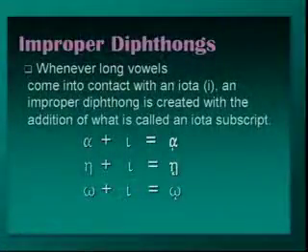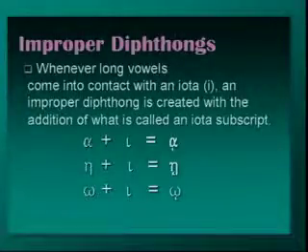Now, there are also what we call improper diphthongs in Greek. Whenever long vowels come into contact with an iota, an improper diphthong is created with the addition of what is called an iota subscript, okay? Now, these are long vowels. And so whenever those try to merge with a particular iota, they take on a different kind of diphthong form, what we call an improper one.